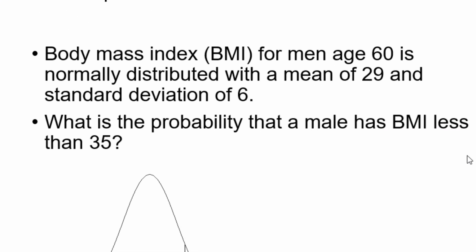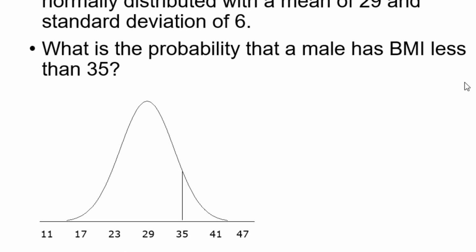All right, let's work through a brief example here for the normal distribution. In this example, we're looking at body mass index for men age 60. That's known to be normally distributed with a mean of 29 and a standard deviation of 6. And I want to find the probability that a male age 60 has a BMI less than 35. So if your students are trained to draw this normal distribution and shade the area that they're interested in, they would get something that looks like this, where they draw their line at 35 and shade all of the area to the left of that.